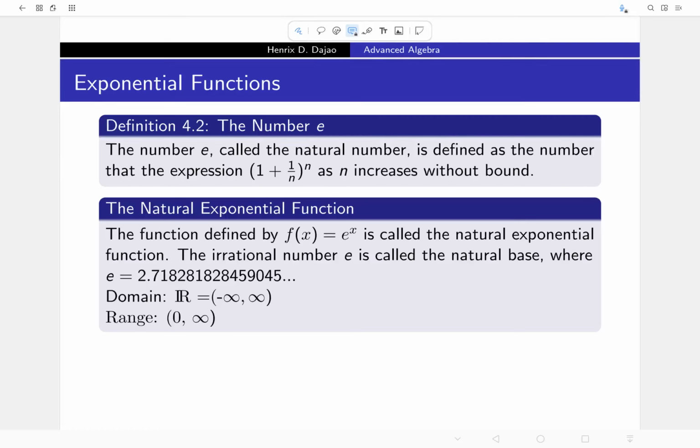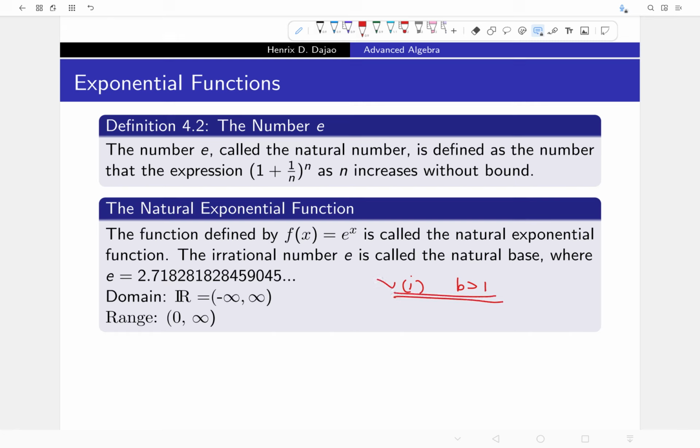In this video, we'll continue discussing the exponential function. This time we will deal with the natural exponential function, which is a special case of the exponential function. Remember, we have two cases for the exponential function. The first case is if b is greater than 1. This case will be considered in this discussion.